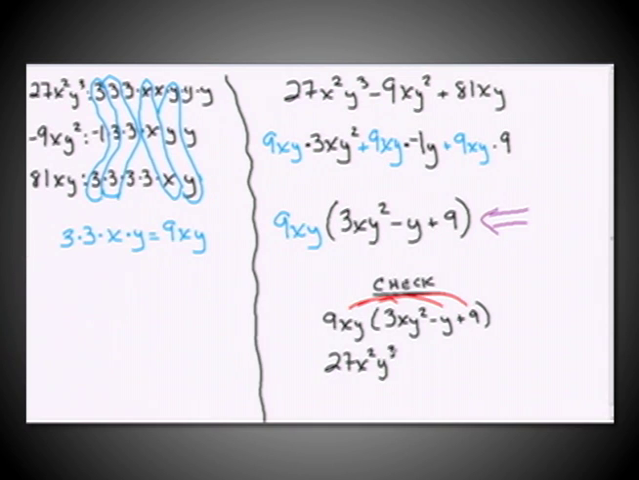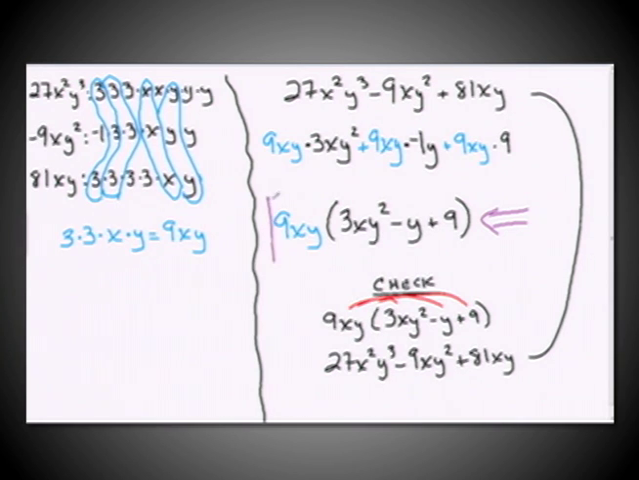Moving to the next term, 9xy times negative y. Well, a positive times a negative is a negative. 9 has no other number to multiply with except an understood 1, so it remains 9. X has no other x to multiply with. Y times y is y squared. Moving to the last term, we have 9xy times 9, which gives us positive 81xy, which is exactly the polynomial that we began with. Therefore, we can now be confident in saying that 9xy times 3xy squared minus y plus 9 is the factored form of the polynomial 27x squared y cubed minus 9xy squared plus 81xy.